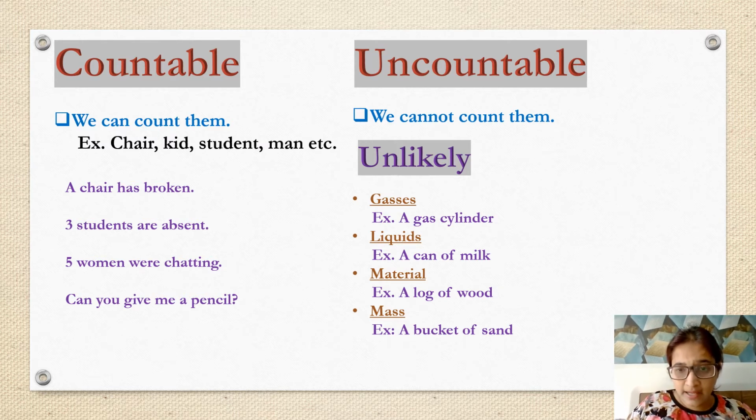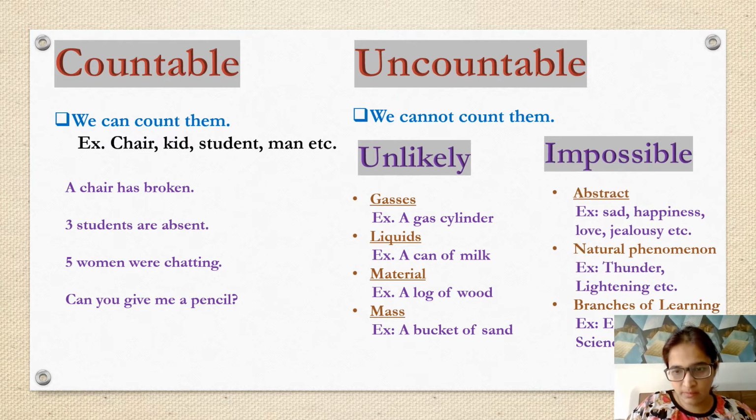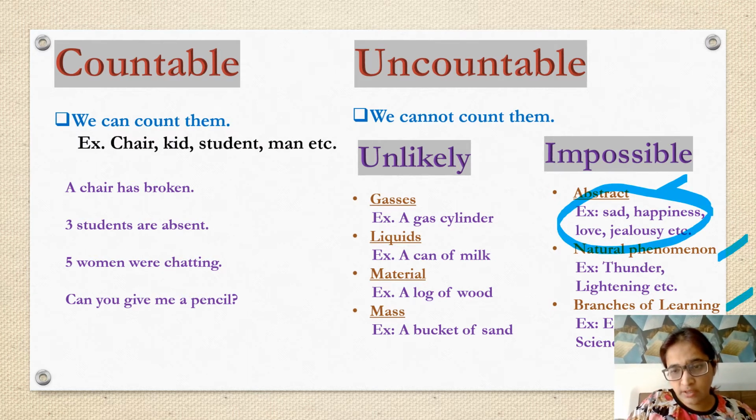measure. But there is the next category of uncountable nouns which is impossible to count or even give a certain measure. For example, let's see here. Okay, in this case we have abstract nouns, natural phenomenon, branches of learning. In case of abstract nouns you have sadness, happiness, love, jealousy, etc. Okay, can you actually put any measure to this? You can't even put a certain measure to it, so you can't even count them, you can't put a measure to them, and hence they are impossible uncountable nouns.